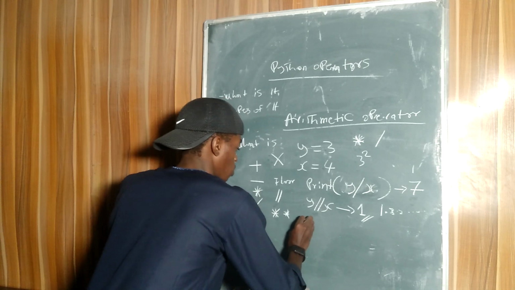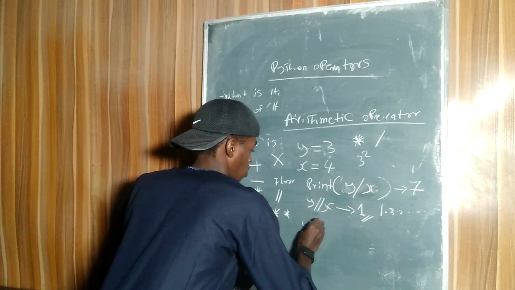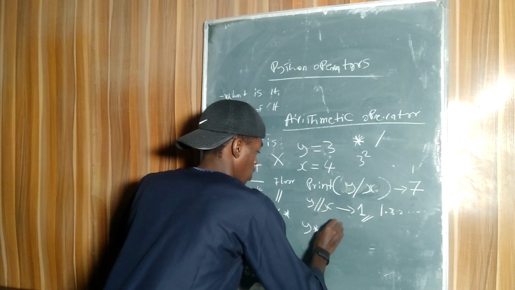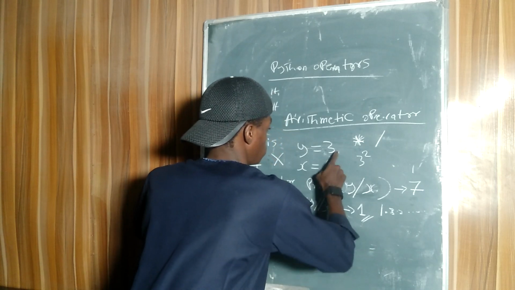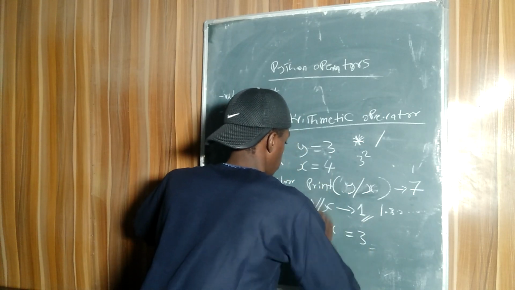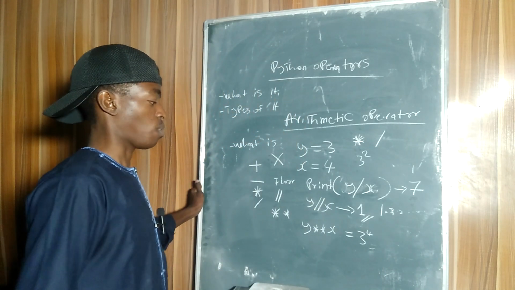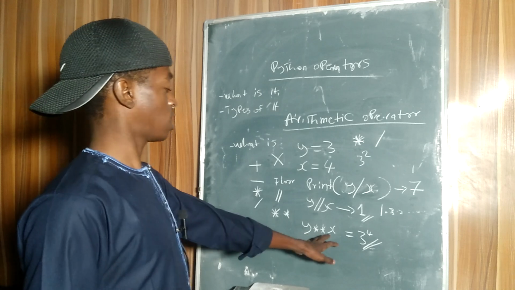So if I set y asterisk asterisk x, it's the same thing as saying whatever y is, which is 3, power whatever x is, which is 4. Just like 3 power 4. This is what I'm telling the program.